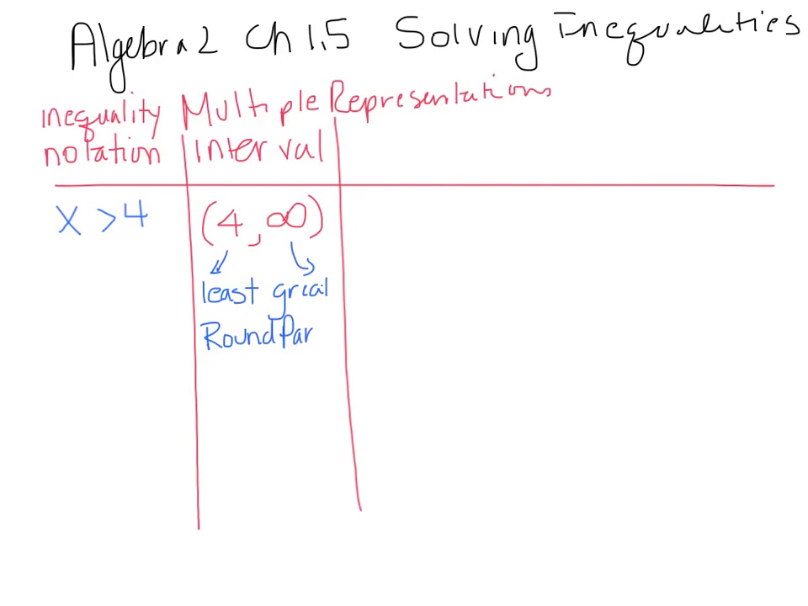The other thing to note about this is that I'm using round parentheses. Okay, and that's because you use the round parentheses when you do not include the value of 4. Remember, I have to be greater than 4. I cannot be equal to 4. So it's round. It's just sort of getting around the 4 without being on the 4.